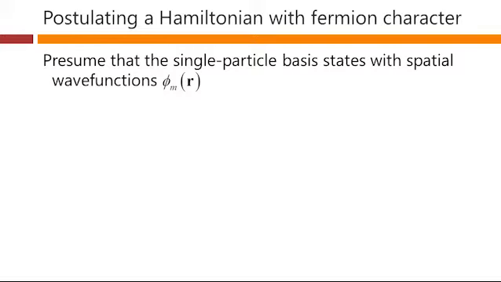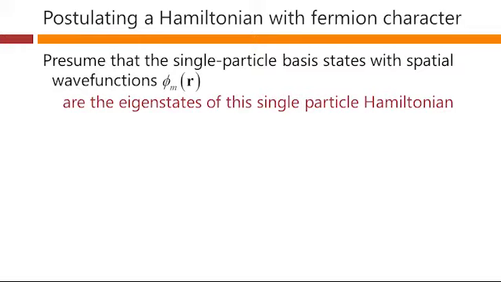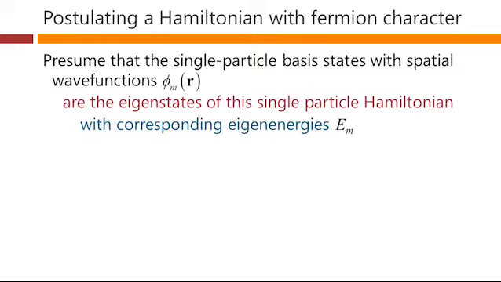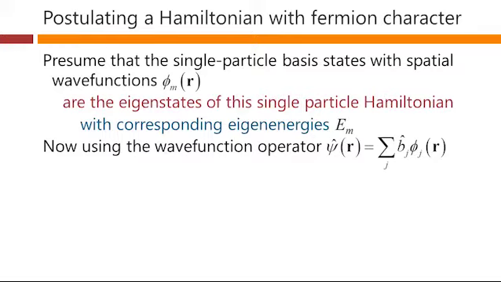Presume that the single particle basis states we're working with, these spatial wave functions, phi m of r here, are actually the eigenstates of the single particle Hamiltonian. So these are the wave functions of the energy eigenstates. That's what we're going to start out with anyway. And these have corresponding eigenenergies, Em.